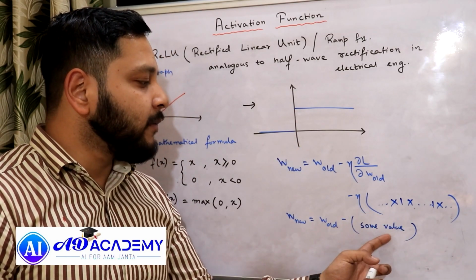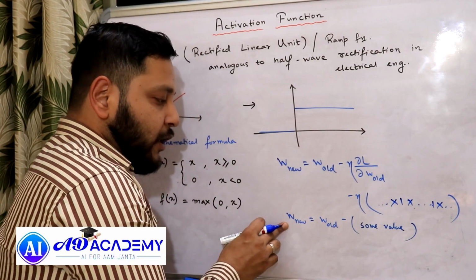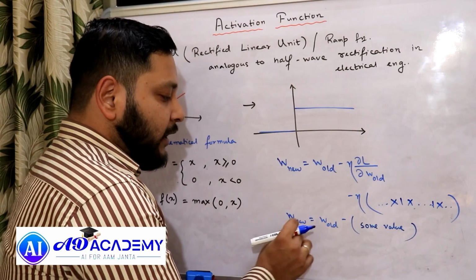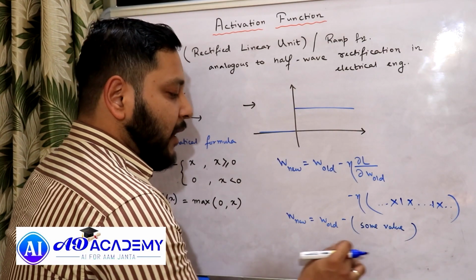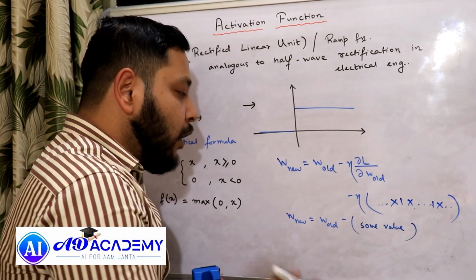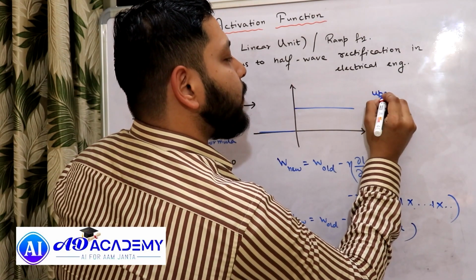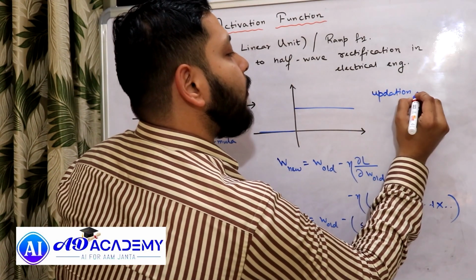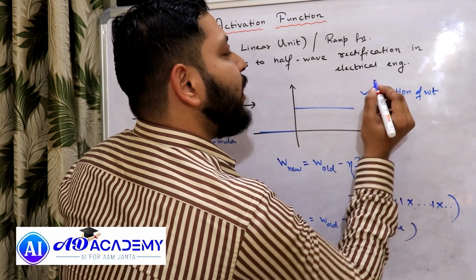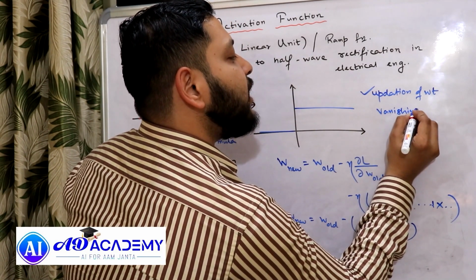So as a result, there will be some value here, and thus the new weight will be updated, because this is w old minus some number. So the new weight is not equivalent to the w old, and as a result, weight updation will occur. So updation of weight will occur, and thus it solves this vanishing gradient problem.